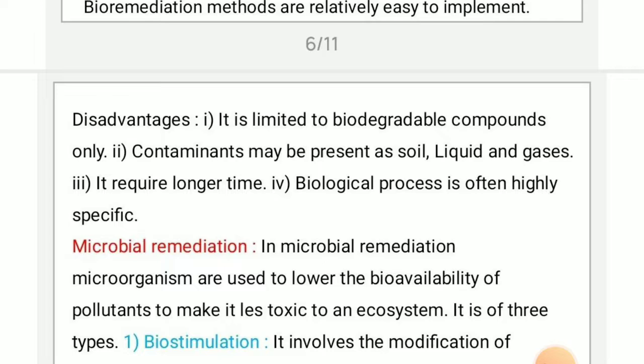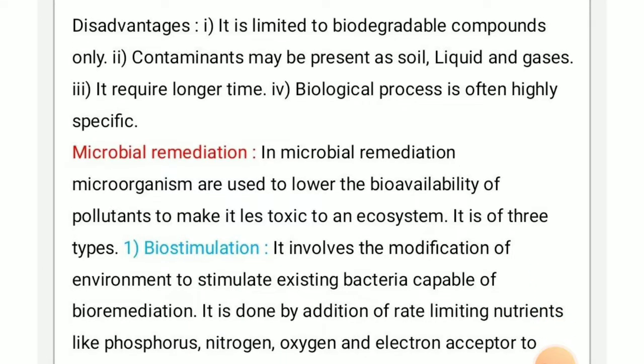Then the bioremediation process is carried out. It may be ex situ or in situ. But the limitation is that there should be a biodegradable compound. The heavy metal or the excavated site should have that particular type of carbon. Then it is possible. Now next is microbial remediation.